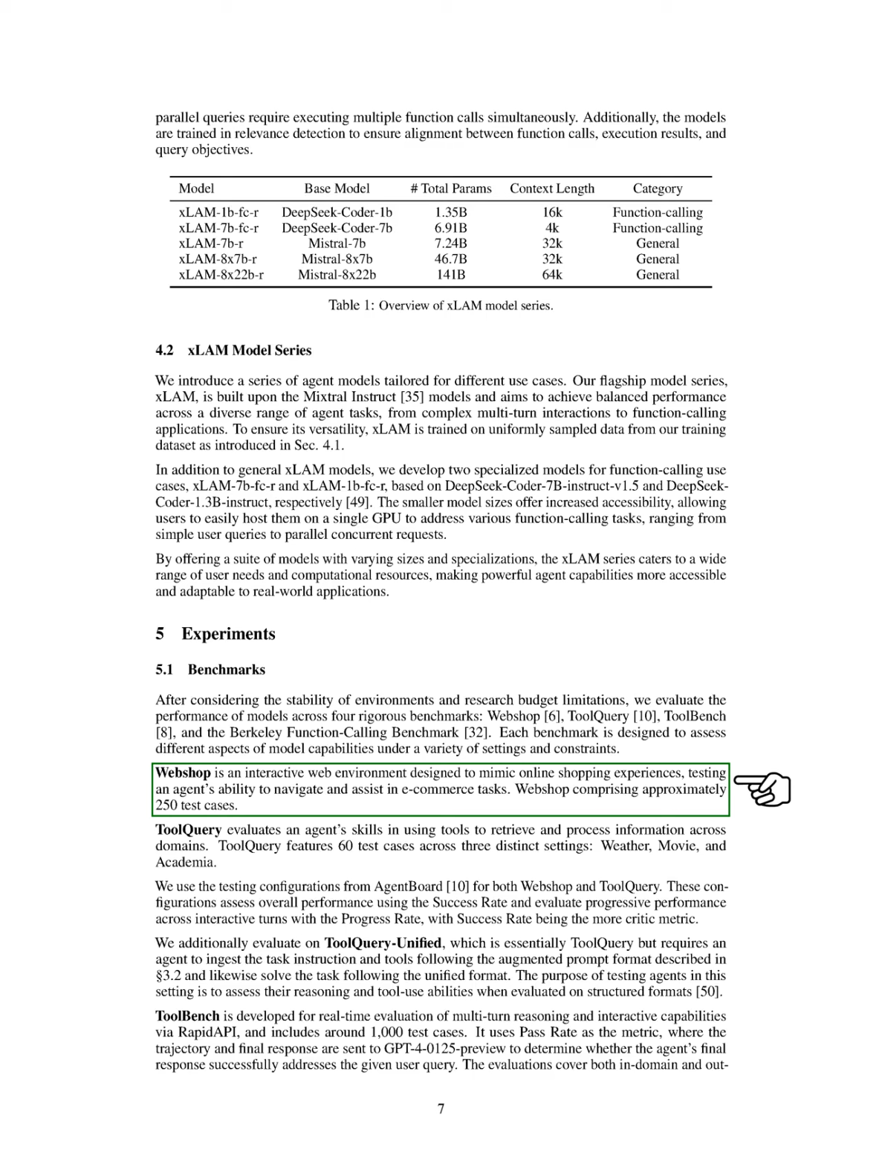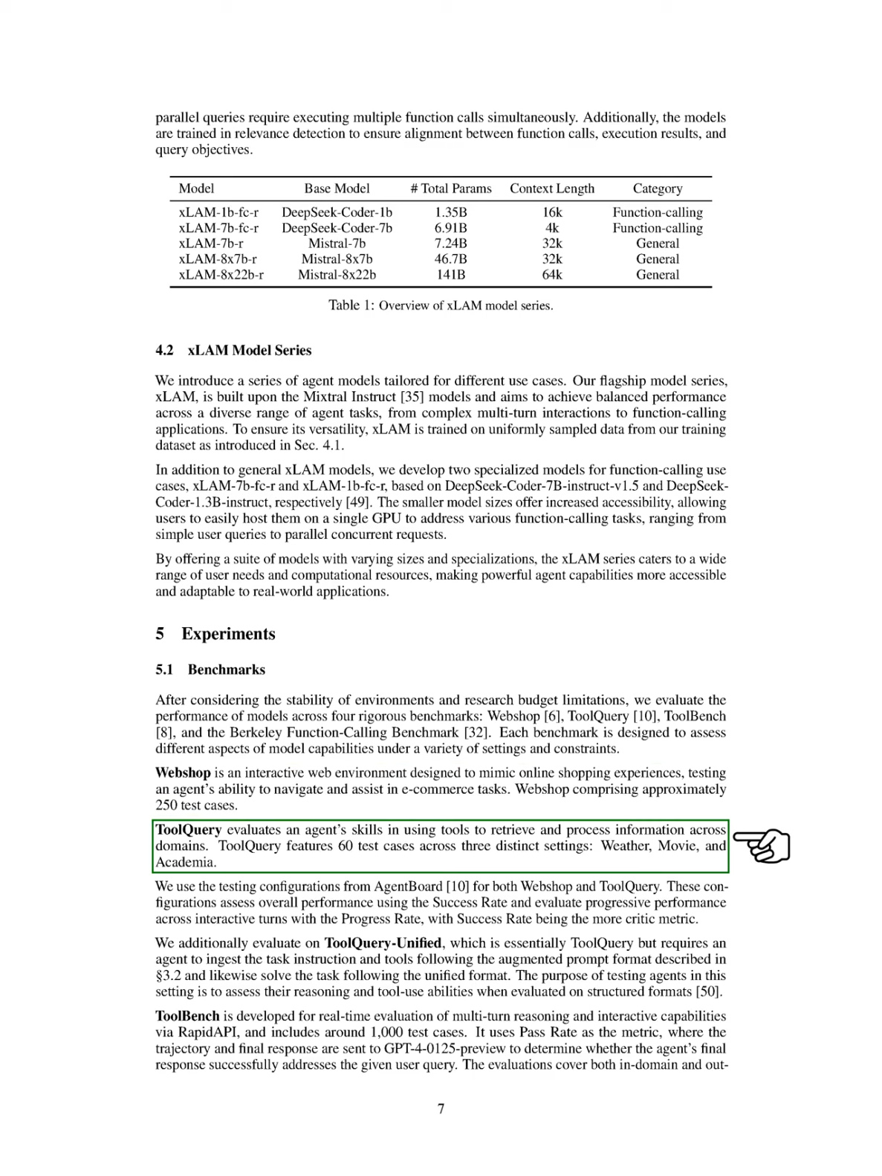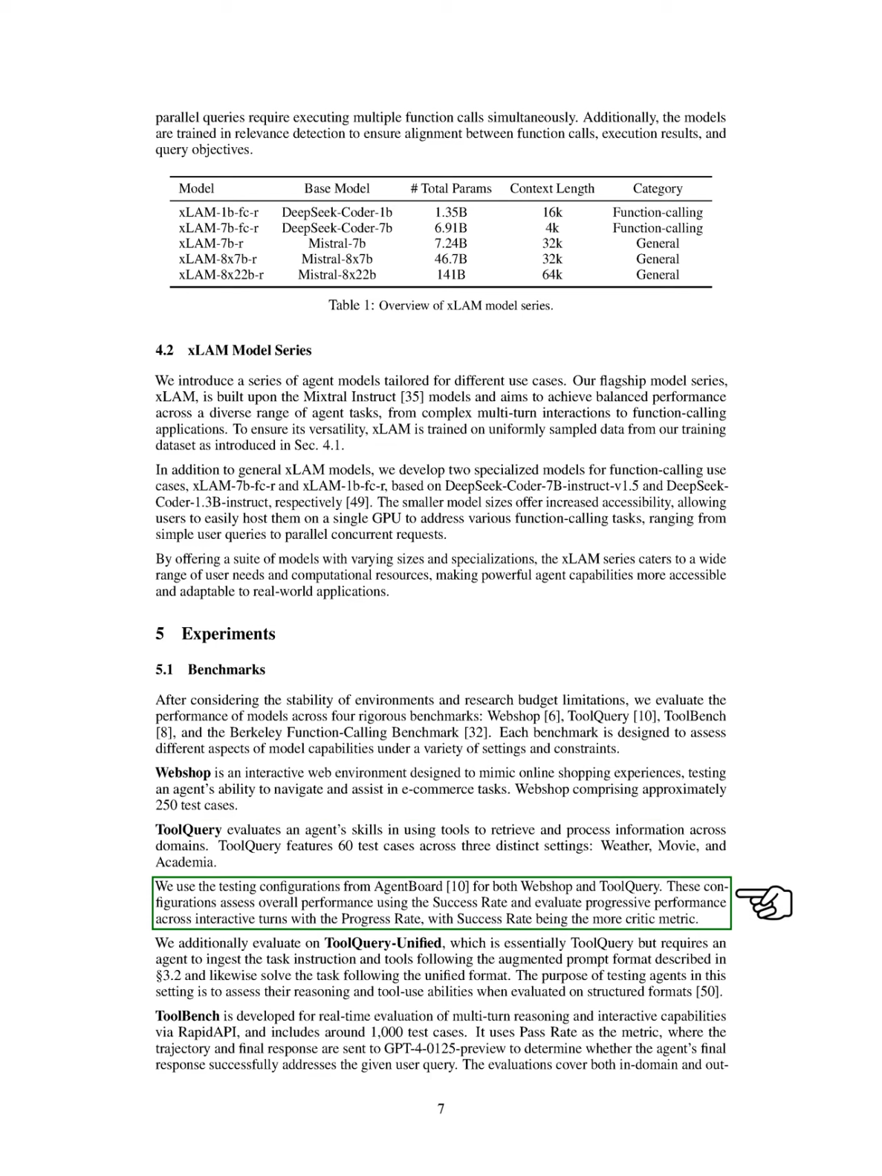WebShop simulates an online shopping experience with around 250 test cases, testing an agent's ability to assist in e-commerce tasks. ToolQuery evaluates an agent's skills in using tools for information retrieval across 3 settings: weather, movie, and academia, with 60 test cases in total. We use testing configurations from AgentBoard for both WebShop and ToolQuery, focusing on success rate and progress rate, with success rate being the more critical metric.